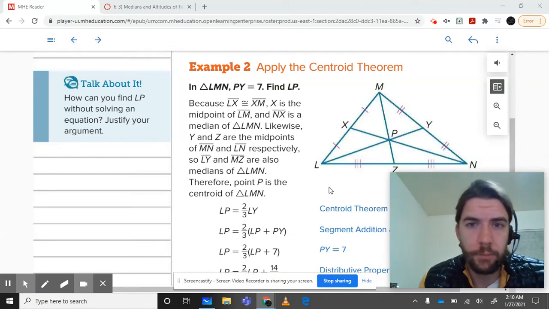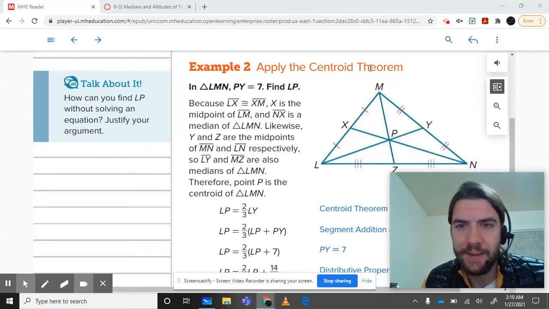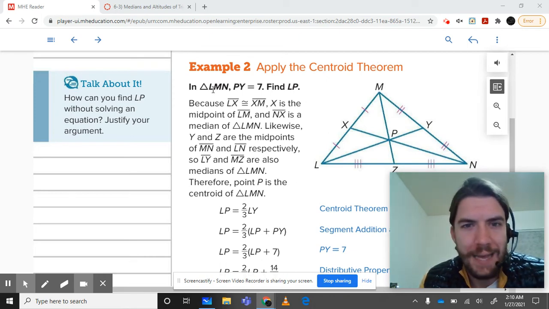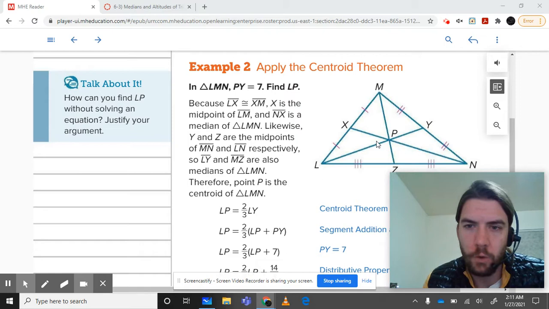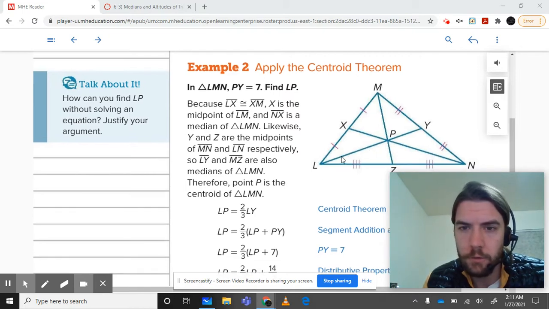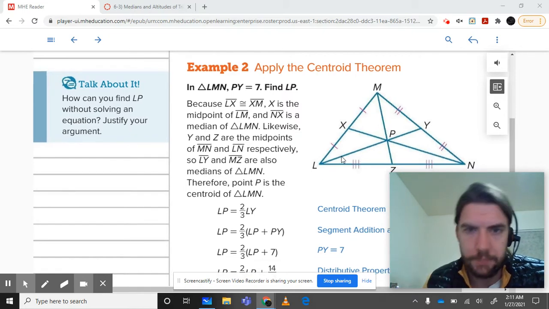All right, here in example 2, we're going to once again look at applying the centroid theorem. In this one, they give us triangle LMN. They tell us the length of PY right here is 7. We know that's going to be 1/3 of this whole length, right? 2/3 of this length is over here, 1/3 is here. So if 1/3 is 7, then 2/3 would have to be 14.